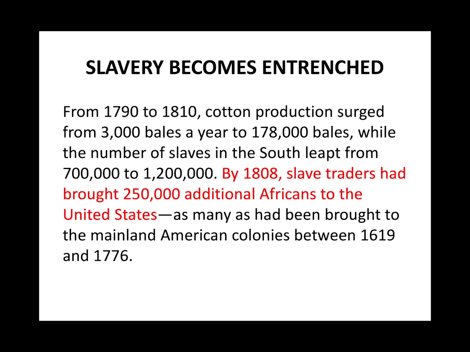So by 1808, slave traders had brought 250,000 additional Africans to the United States as slaves. Now, this many slaves had been brought to the mainland of America from 1619 to 1776. That's a huge amount of people, just because of this invention, the cotton gin. So you're going to see a lot more slaves come to America after the cotton gin was invented.